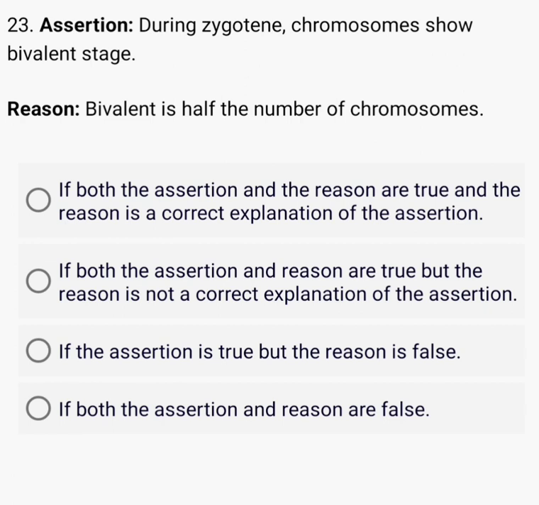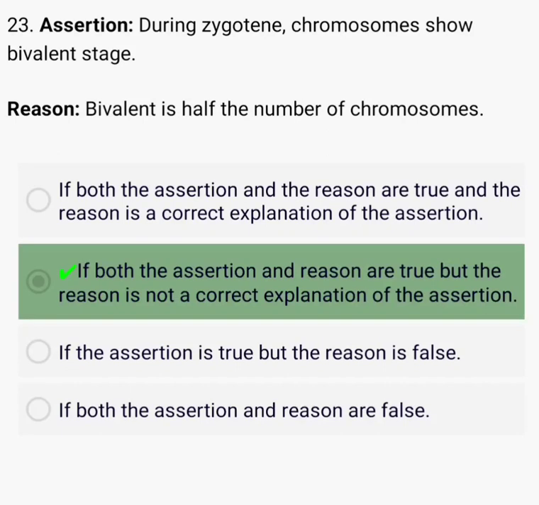Assertion: during zygotene, chromosomes show bivalent stage. Reason: bivalent is half the number of chromosomes. Right.